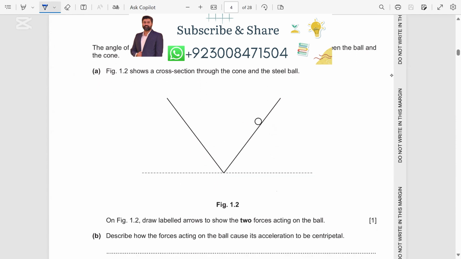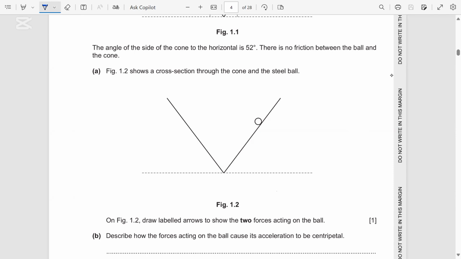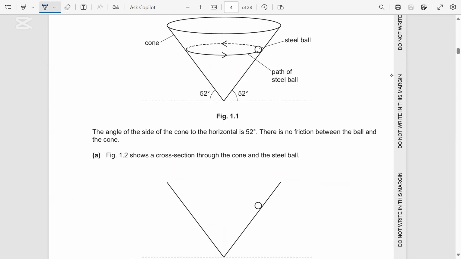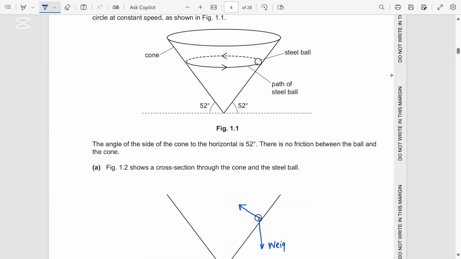On figure 1.2, draw labeled arrows to show two forces acting on the ball. So we have one force which is acting here, which is the weight, right? Which is exactly downwards. And the other force that we have is the normal reaction, which is this. We call this the weight. And this is the normal contact force here. It's perpendicular to the boundary.